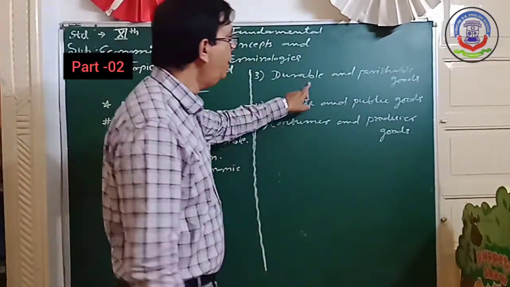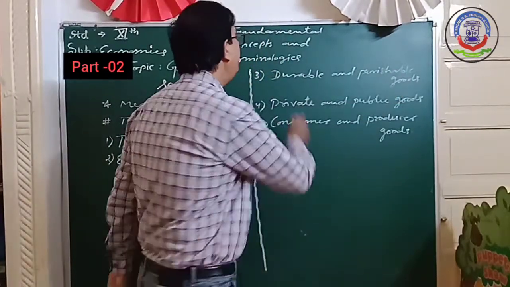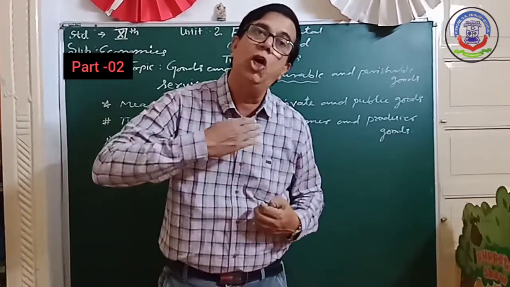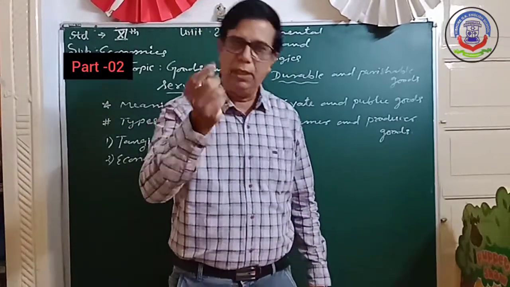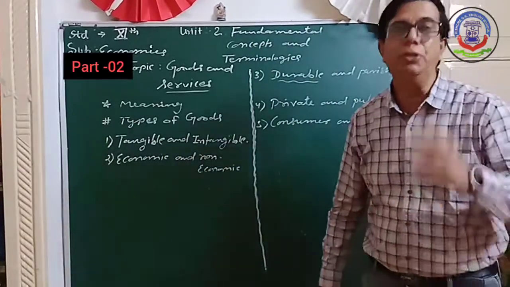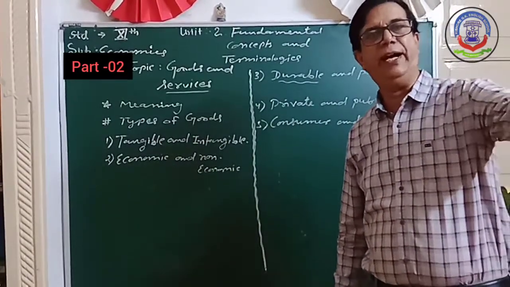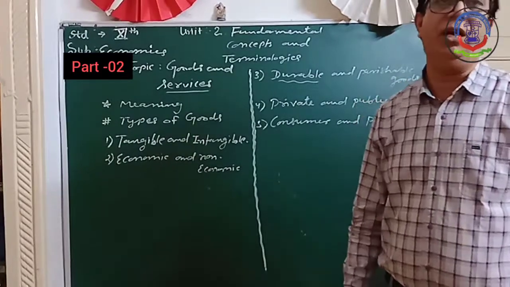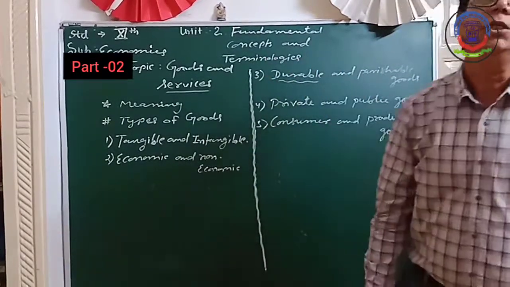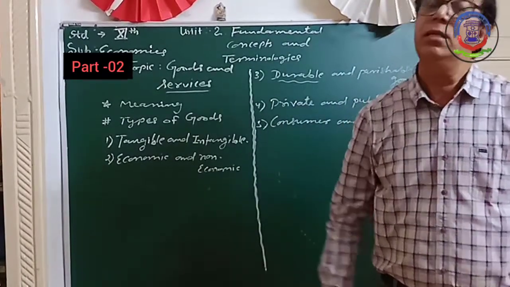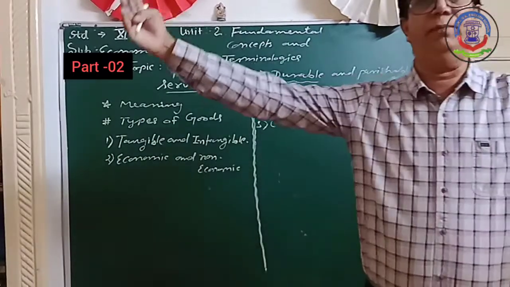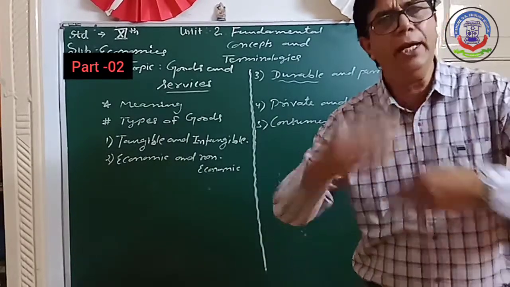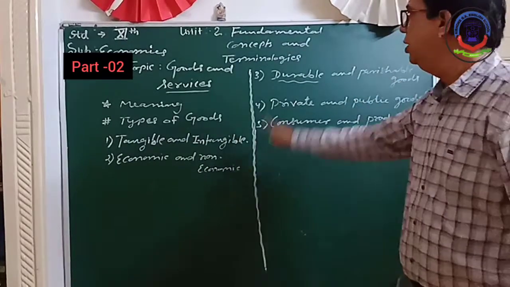After that, durable and perishable goods. Durable means the goods which satisfy our wants for a long period of time. In other words, the goods which we use for a long period of time, again and again, are known as durable goods. Durability means we use the goods for a long period, just like a car. You purchase a car one time and use it for 4 years, 5 years, 10 years, again and again. So that type of goods are known as durable goods.